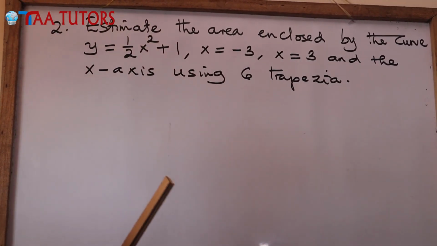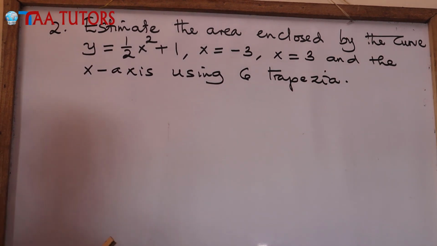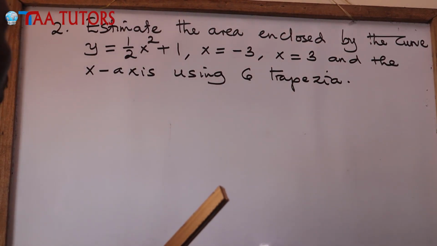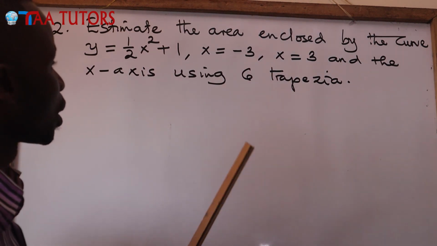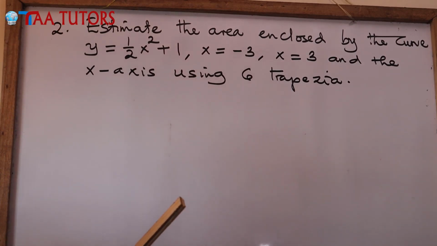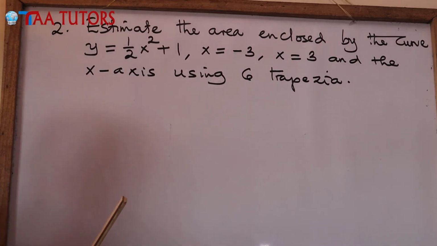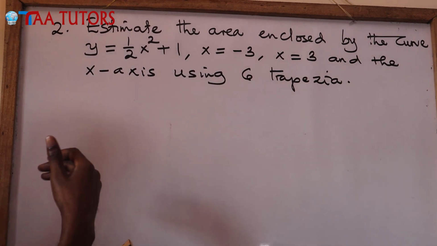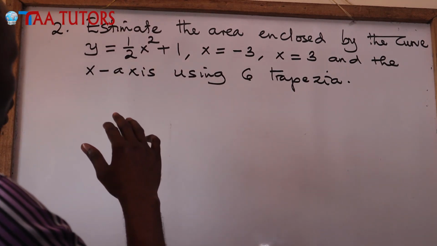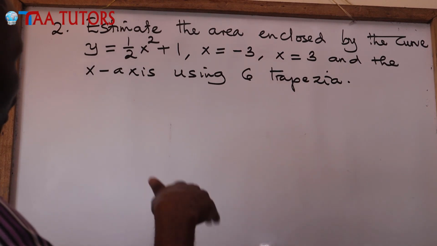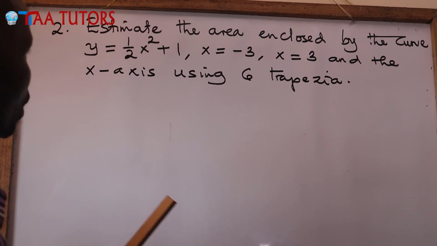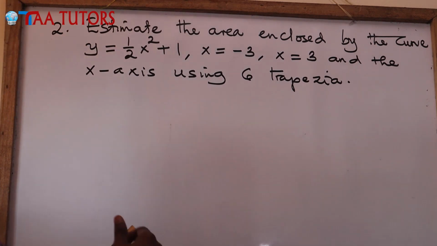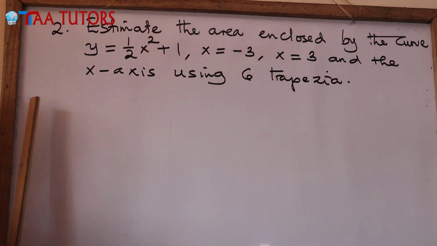Okay, now let's look at example 2 that deals with the area under a curve. We are told to estimate the area enclosed by the curve y equals a half x squared plus 1, x equals negative 3, x equals 3, and the x-axis using 6 trapezia. Now, we don't need to sketch the curve. As I can see, the curve is not on the negative side of the x-axis, it's on the upper side, so we don't need to sketch anything, because probably it is something like a trough.